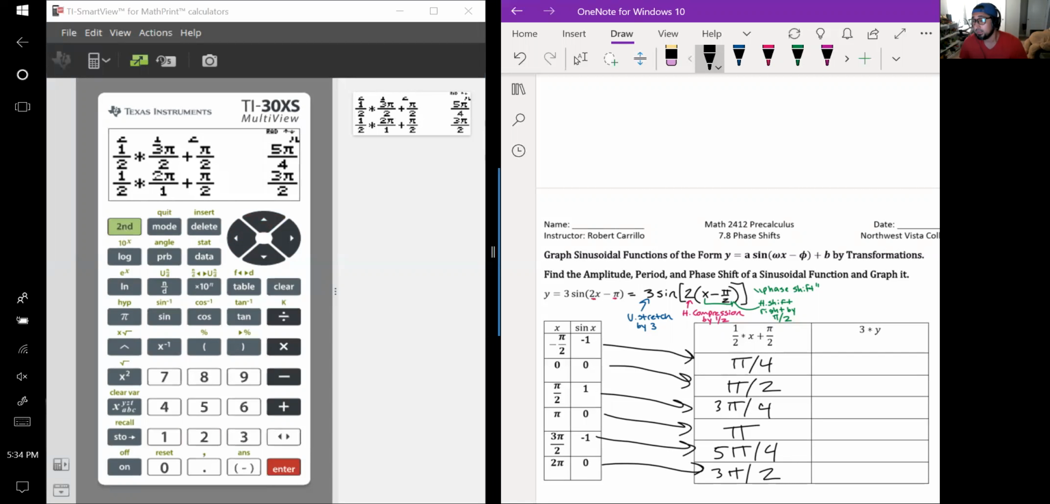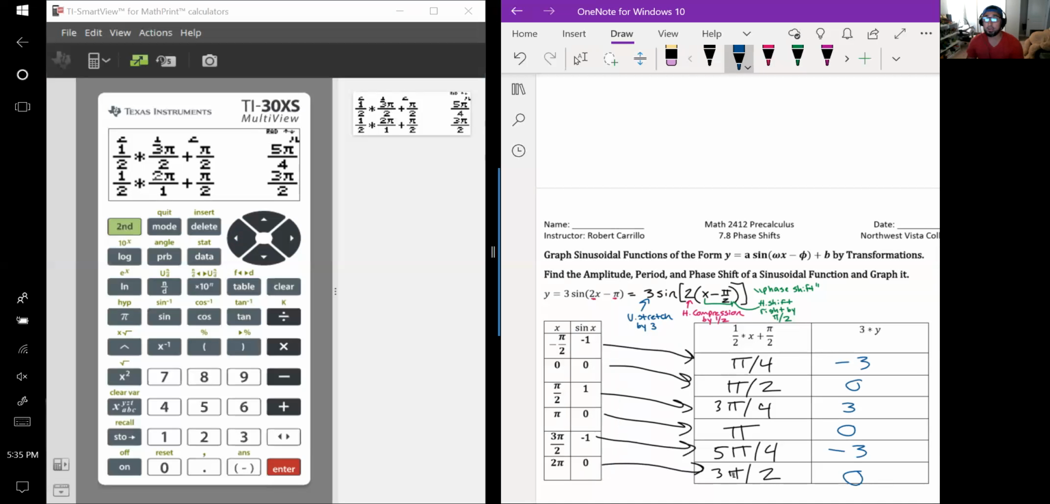Okay. So we have just transformed all the x values. We have compressed them and then shifted them to the right pi/2 units. Okay, and now here comes the easy part. Take all of these y values and just multiply them by 3. Oh, that's so simple. So -3, 0, 3, 0, -3, and 0.